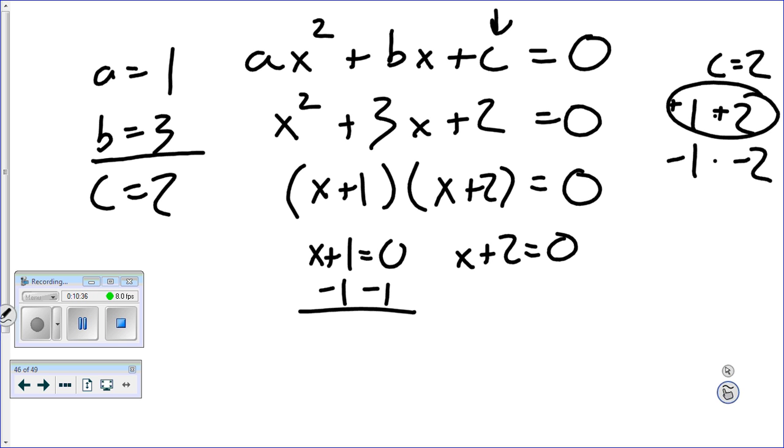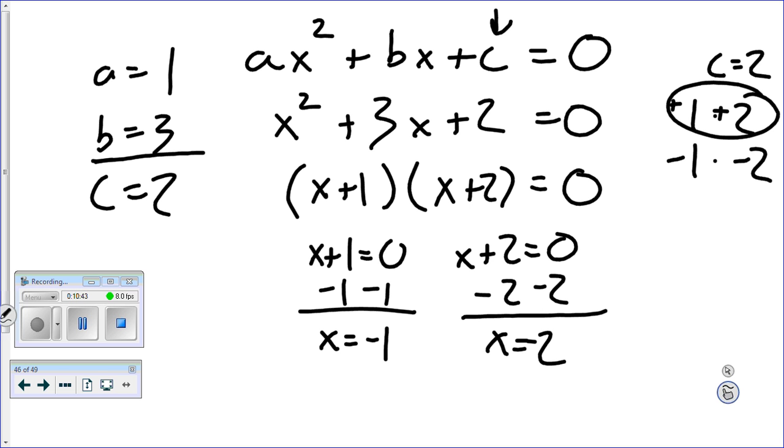Subtract your 1s. X is equal to -1. Subtract, and then x is equal to -2. So those are your 2 answers. Okay. Sorry, it's negatives. And again, you can go ahead if you want to check. You can plug those back in here, and they will work down below.